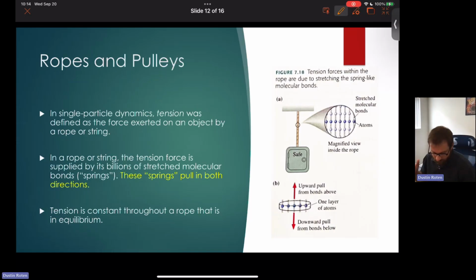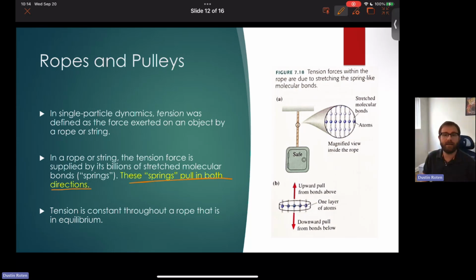Now we need to quickly talk about ropes and pulleys, and then we can call it. In single particle dynamics, tension was defined as the force exerted on an object by a rope or string. We didn't really care anything about the rope or string. But the tension force is supplied in these ropes or strings by all those little molecular bonds, which we've been thinking about as springs. So these springs do pull in both directions.